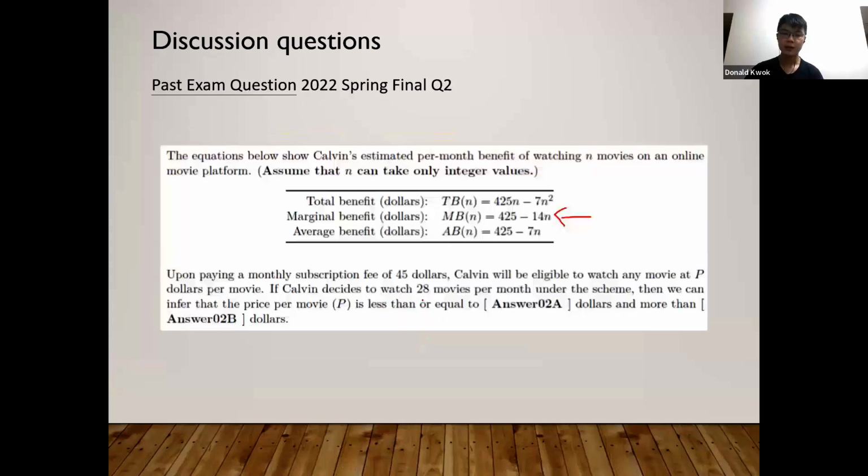Likely you may ask, why are we not considering the $45? Because we know that Calvin decides to watch 28 movies under the scheme, this means that Calvin will choose to subscribe to the scheme already. So this shows that the $45 is a sunk cost that would not affect the decision-making process of Calvin. This is why the $45 is ignored in our calculation process. Okay, so that's all for this question, and we'll move on to the next one.